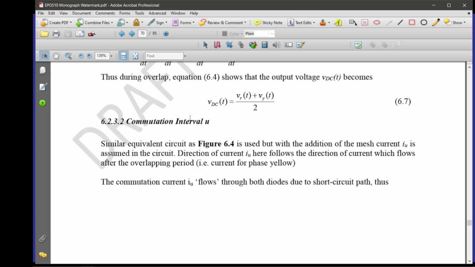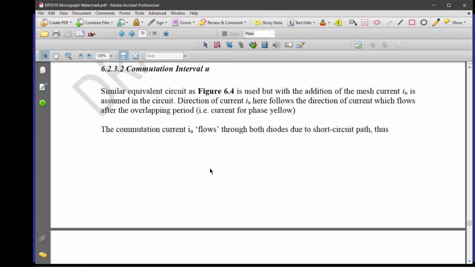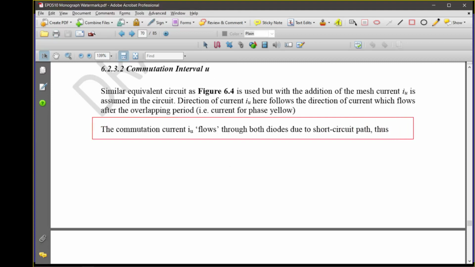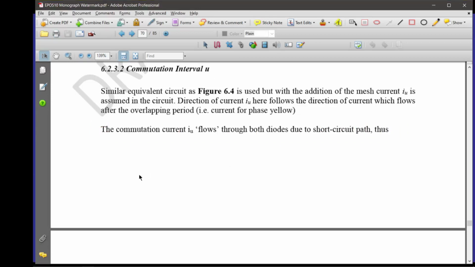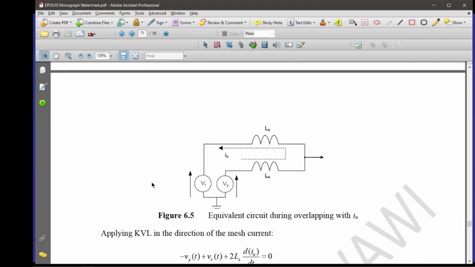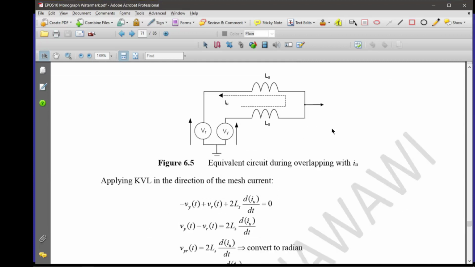What is the angle of commutation here? In order to do that, we need to draw the commutation current IU, following the point that we are referring to. So we are referring to the transfer of current from the red phase voltage to the yellow phase voltage, isn't it?